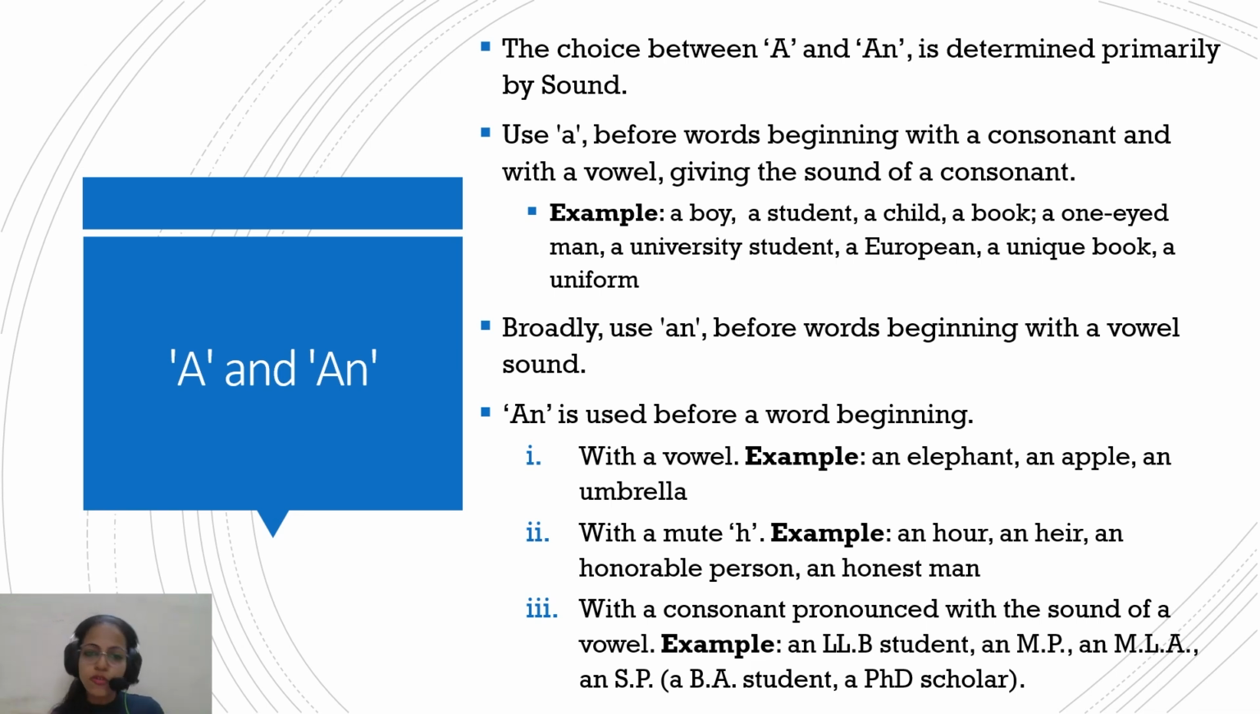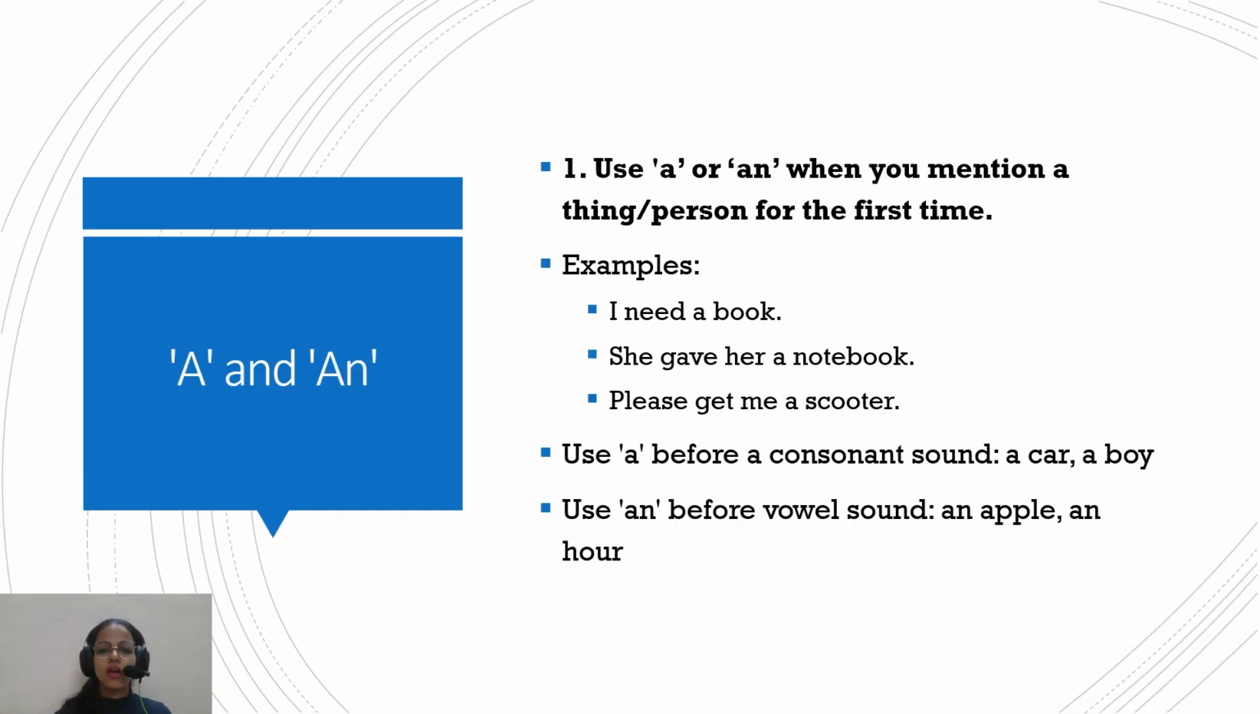So with all these things, you have to understand the sound of the letter, and based on the sound of the letter, you choose. If it's a consonant sounding letter, you choose "a" as the article. If it's a vowel sounding letter, you use "an" as the article. Okay, now we'll get to the usage of "a" and "an".